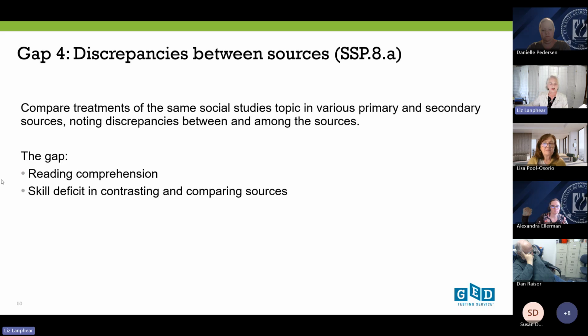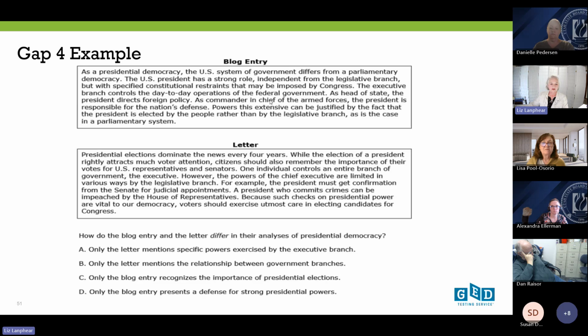Again, reading comprehension is the first gap. Skill deficit in contrasting and comparing sources. What's that look like? So this is two pieces again. They're going to have to answer, how did the blog entry and the letter differ? So you have to contrast these in their analysis of presidential democracy. So as you read one and read the other, you have to define where the answer is that is different.